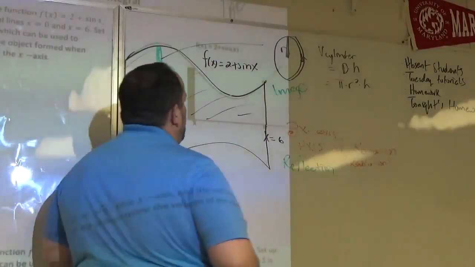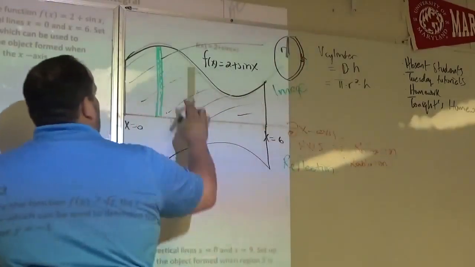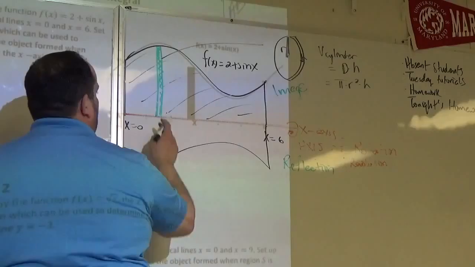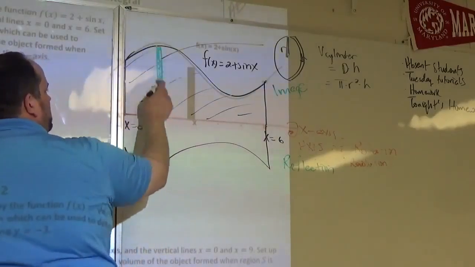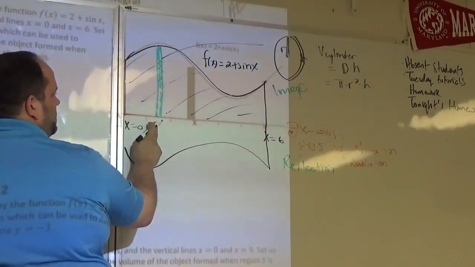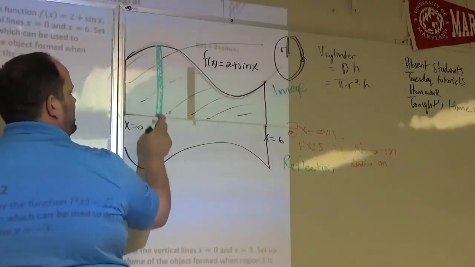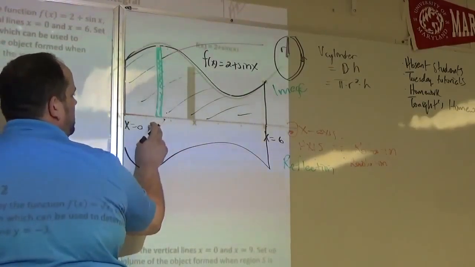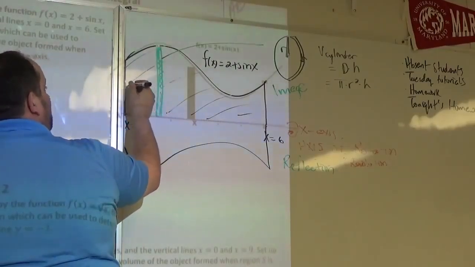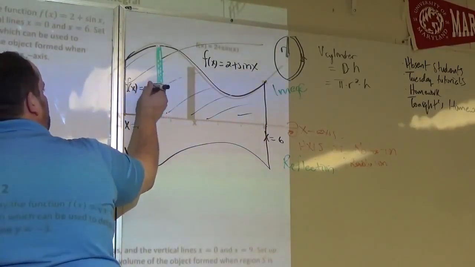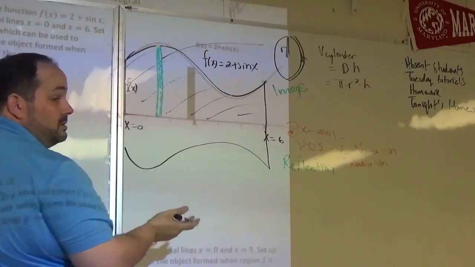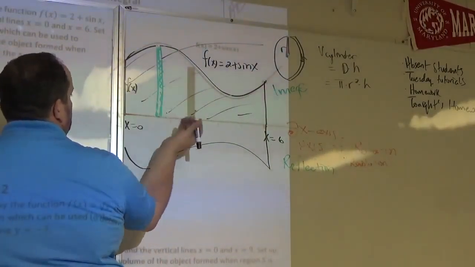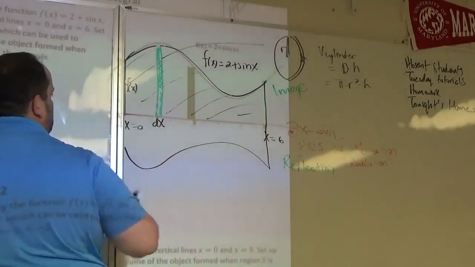Okay. Well, for this particular rectangle, when I take this rectangle and I spin it, the two questions I have to ask you are, how tall? How tall is that rectangle? Top minus bottom. The top is 2 plus sine of x. The bottom is the x-axis. How tall? F of x minus 0. It's f of x minus 0. Well said. So f of x minus 0 is just f of x. How thick? Change in x, so dx or delta x.